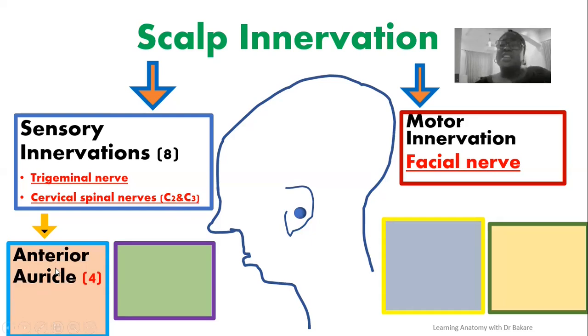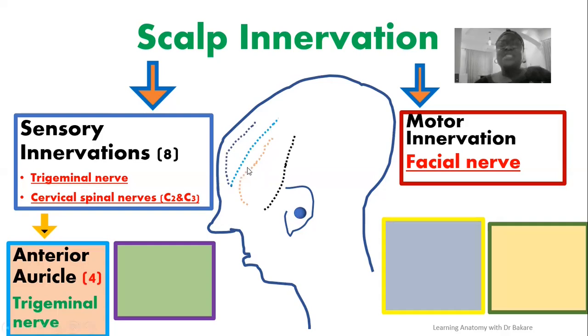So for the scalp that is located anterior to the auricle, we have 4 branches from these 8 branches giving sensory innervation to this region. And this is supplied by the trigeminal nerve. So we have the trigeminal nerve at this region in the anterior part of the auricle giving 4 branches, and these are the 4 branches highlighted here. You see it's supplying the region of the scalp that is located anterior to the auricle.